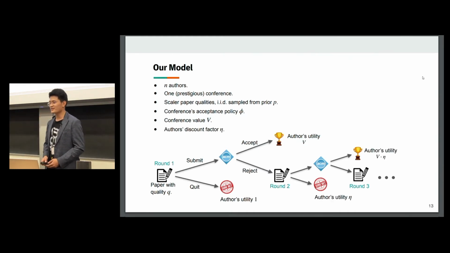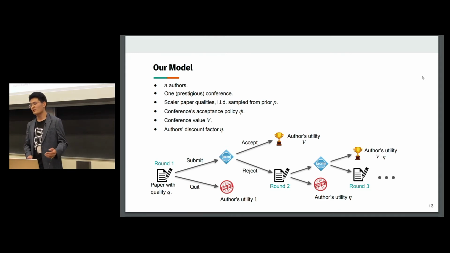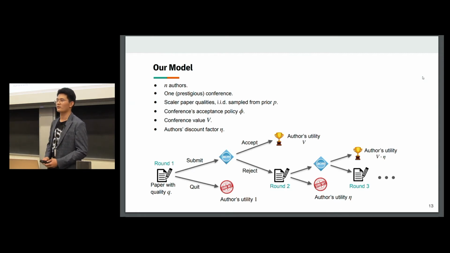The author's utility is proportional to the conference value, which is V for the prestigious conference and 1 for the sure bet. And this utility is time discounted, which means if the paper got rejected t times, the author's utility will be V times eta to the power of t. It's exponentially discounted. Very simple.